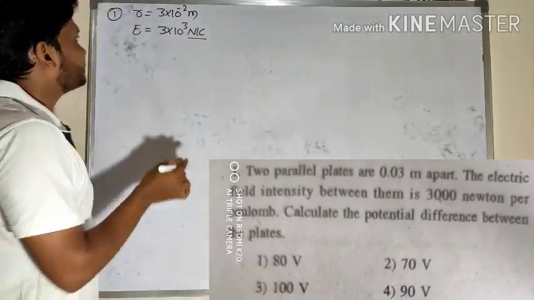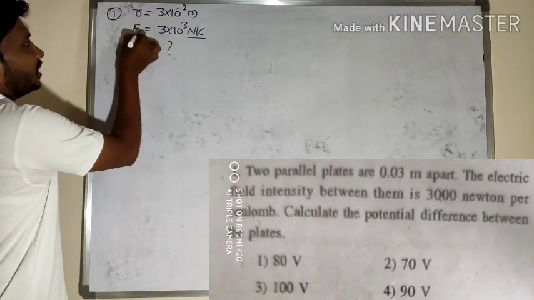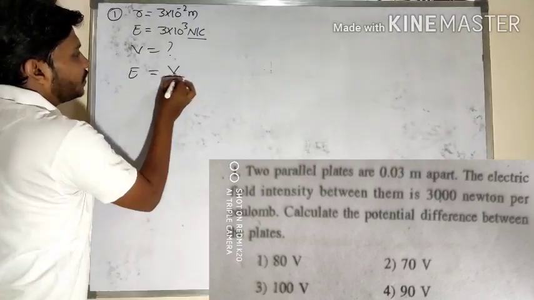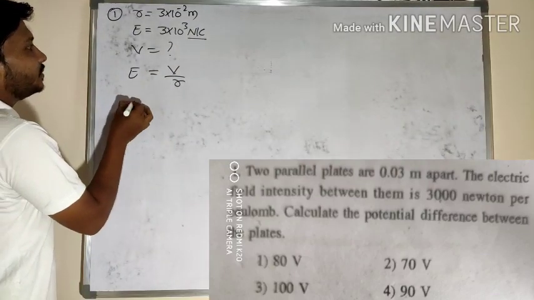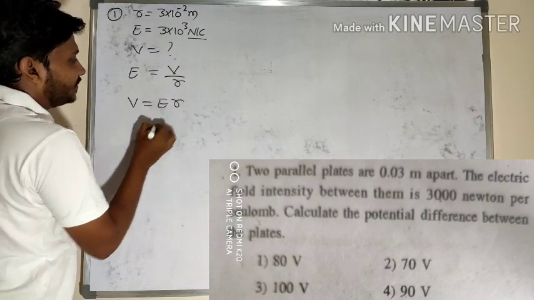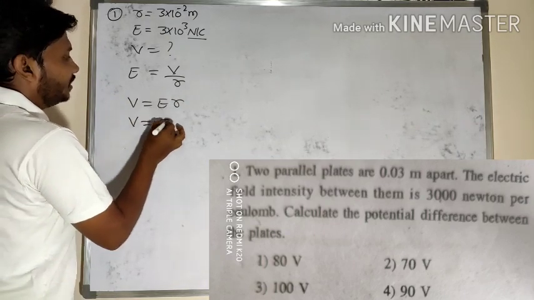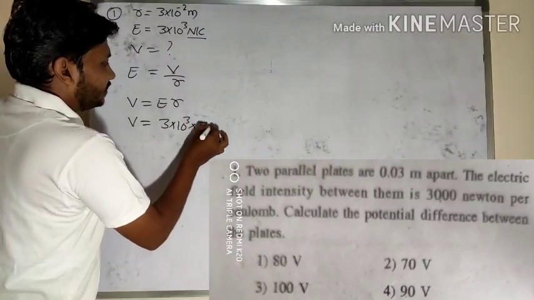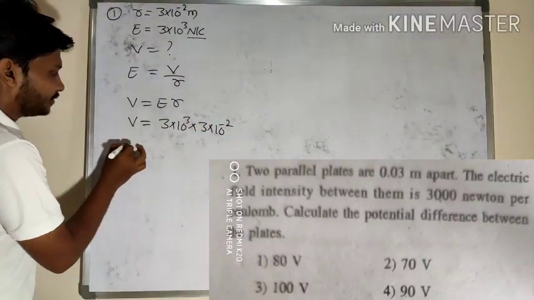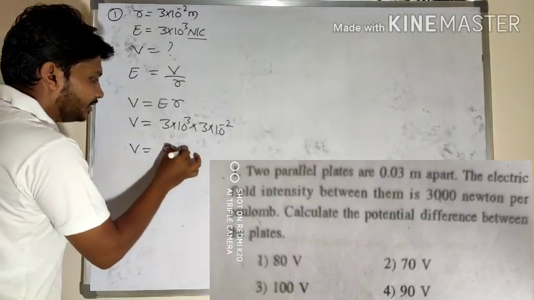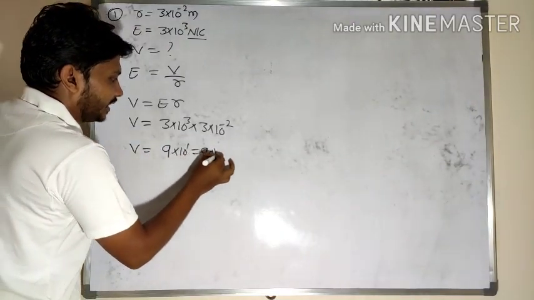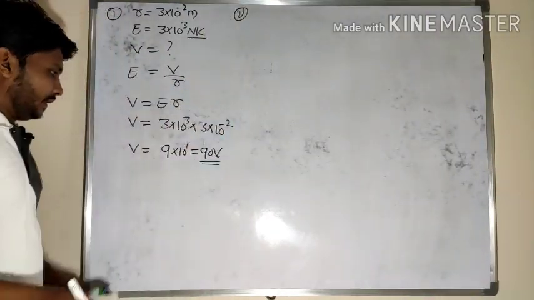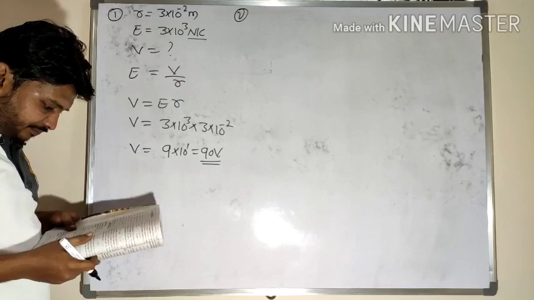Calculate the potential difference between the two plates. So what is the formula? The E value they mention, the r value they mention. Just now we got the relation E is equal to V by r, or minus V by r. So V is equal to E into r. E is 3 into 10 to the power of 3, and r is 3 into 10 to the power of minus 2. That gives 9 into 10 to the power of 1, so that is 90 volt. What is the SI unit of electrostatic potential? That is volt. So the answer is 90 volt here.